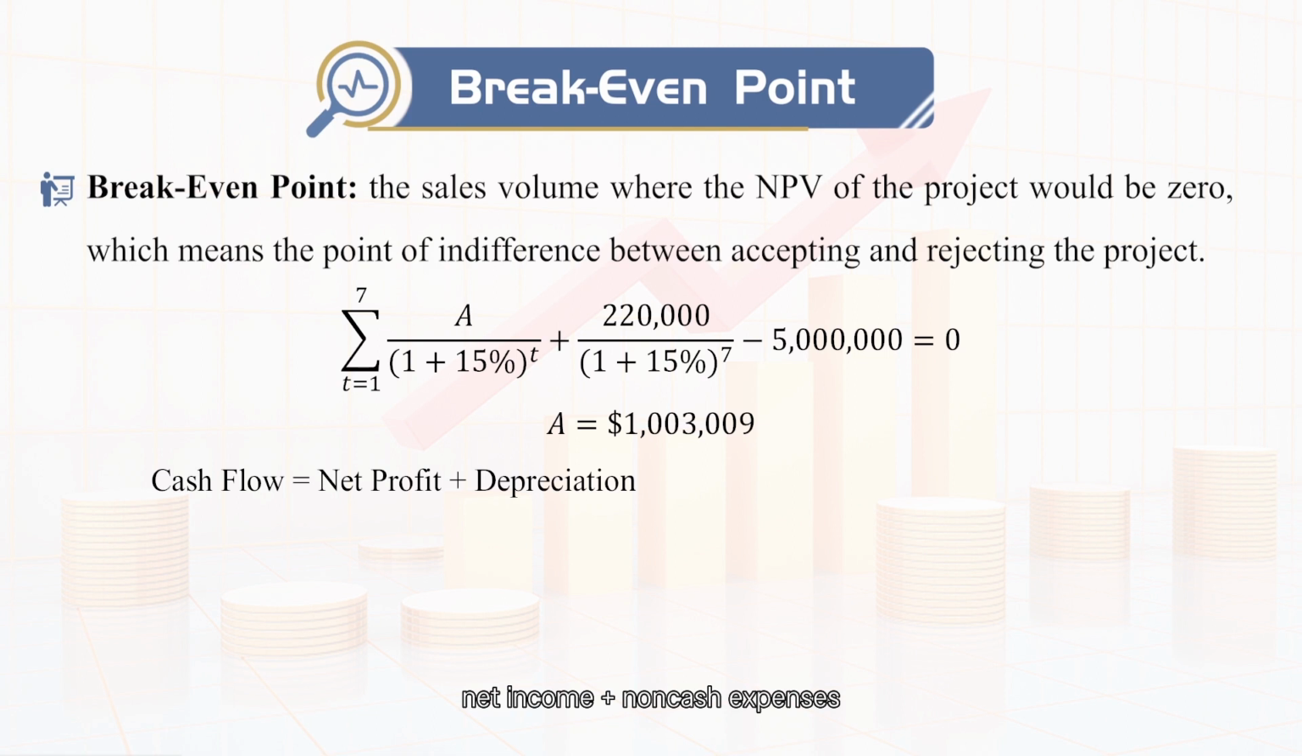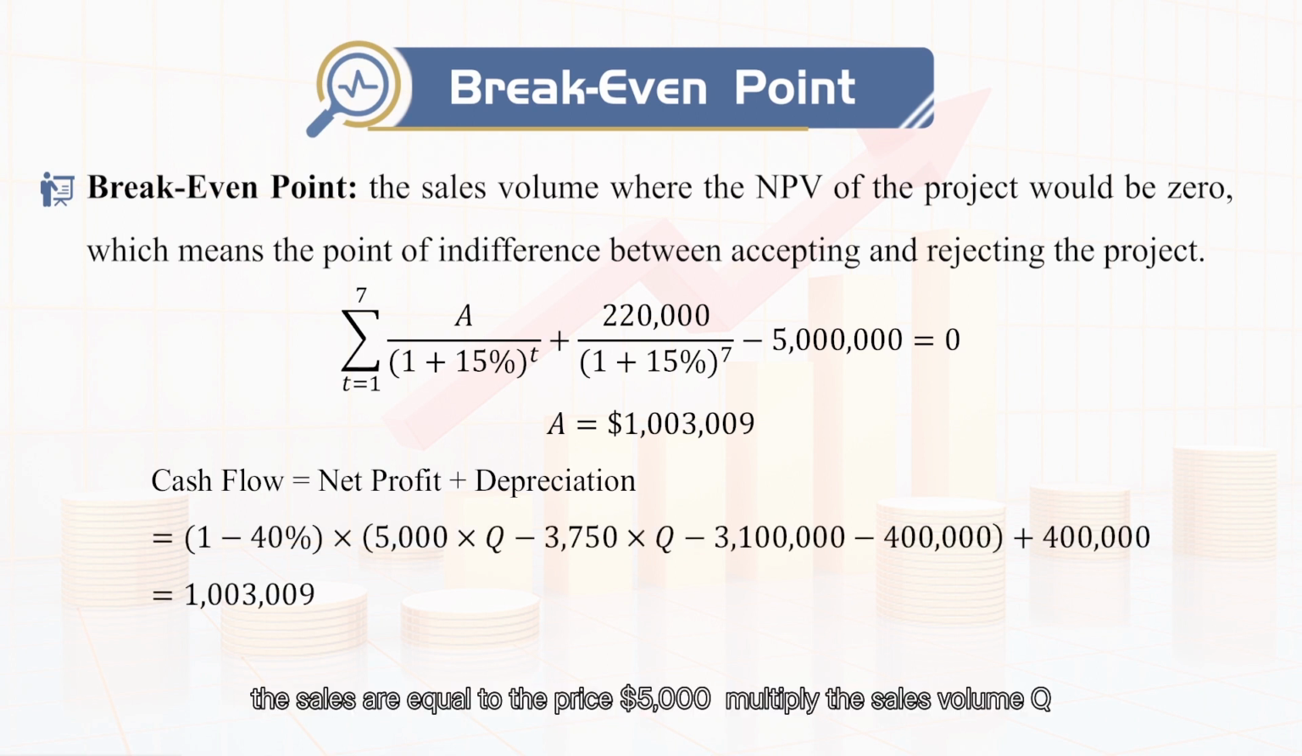Next, the cash flow from operations can be computed from the formula of cash flow, net income plus non-cash expenses. Here, the net income is equivalent to the net profit, and the non-cash expenses are the depreciation. Suppose that the sales volume is Q units per year. So, in this project, the sales are equal to the price $5,000 multiplied by the sales volume Q. The total variable costs are equal to the variable costs per unit, $3,750, multiplied by the sales volume Q.